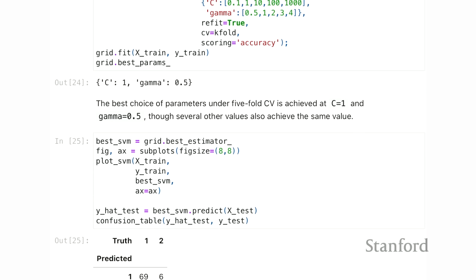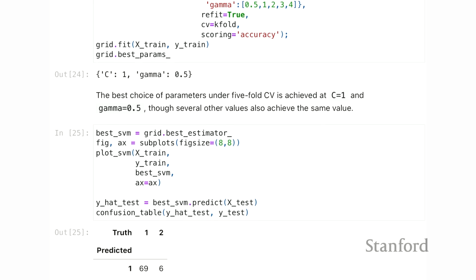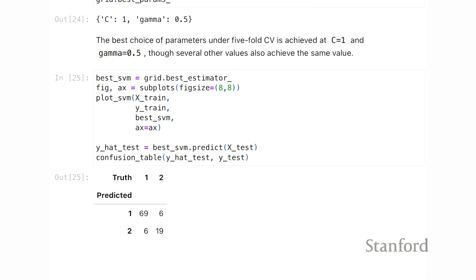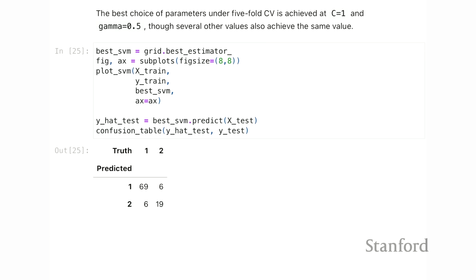And we're going to evaluate the accuracy of this best estimator on our test data and take a look at the decision boundary. Okay, so we produce our predictions on the test data, as we always do. We've stored the best estimator as best_SVM, and we make a confusion matrix as we saw in chapter 4, and it does quite well. It has about 88% accuracy here.